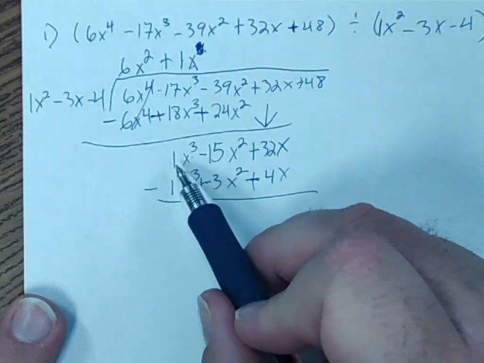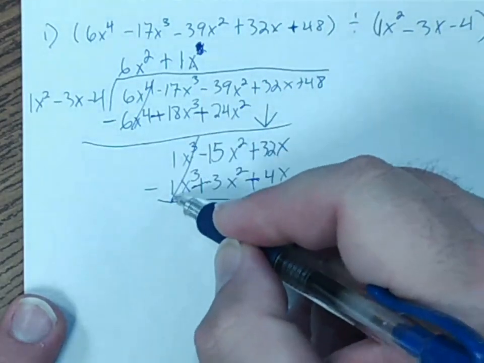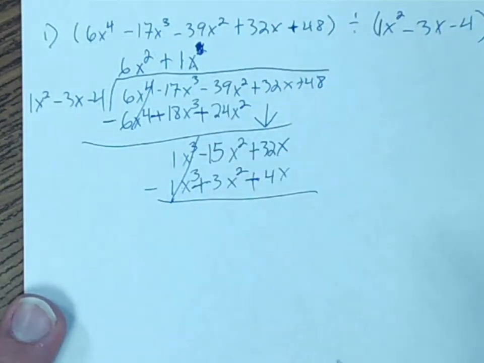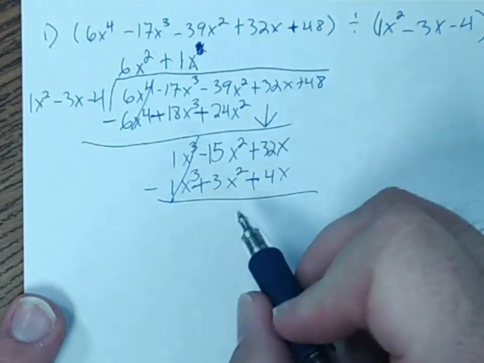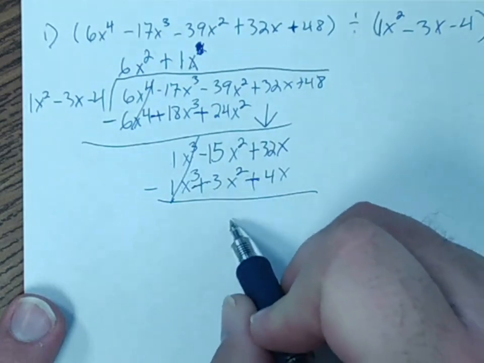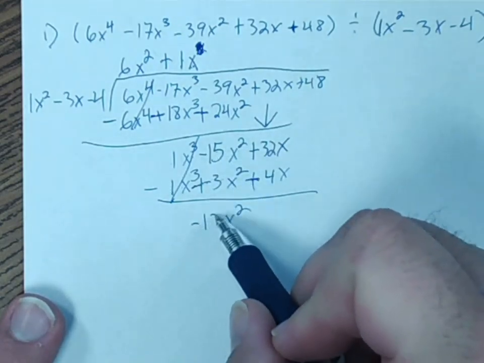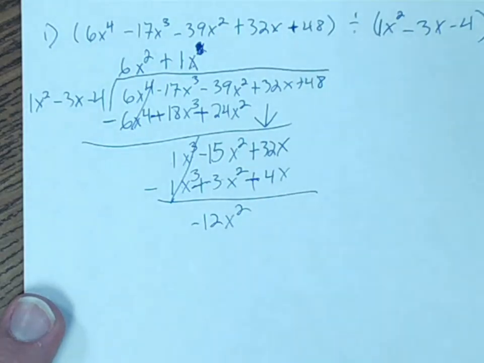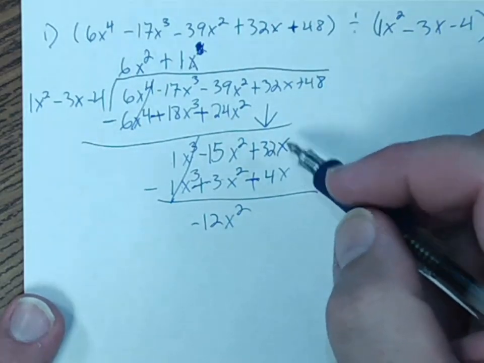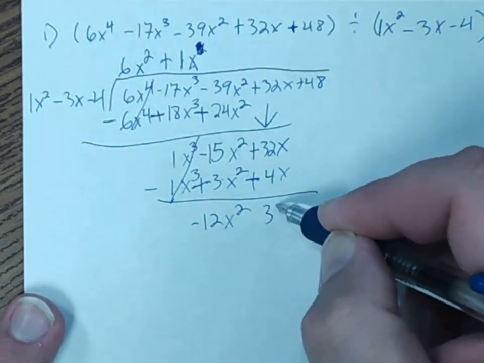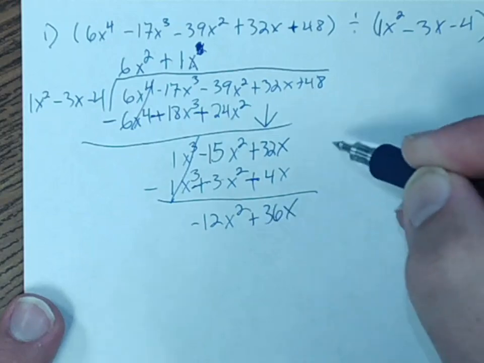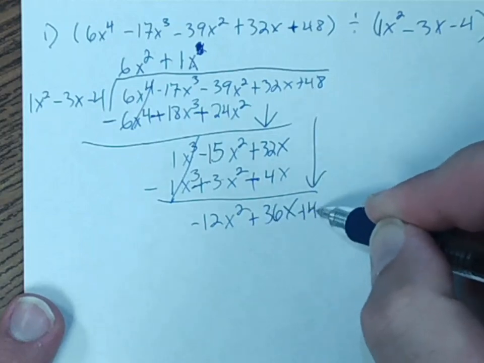And let's combine down. 1x cubed minus 1x cubed is 0. That cancels. Exactly what we wanted. Negative 15x squared plus 3x squared. It's going to be something x squared. Negative 15 plus 3 is negative 12. 32x plus 4x is 36x. And then we'll bring down the 48.